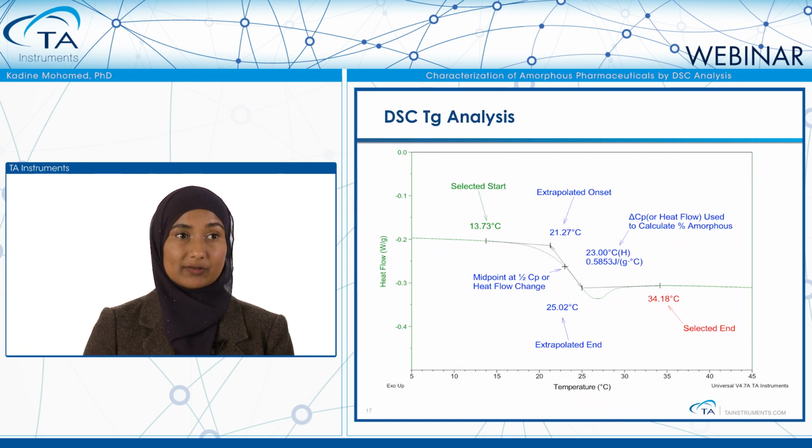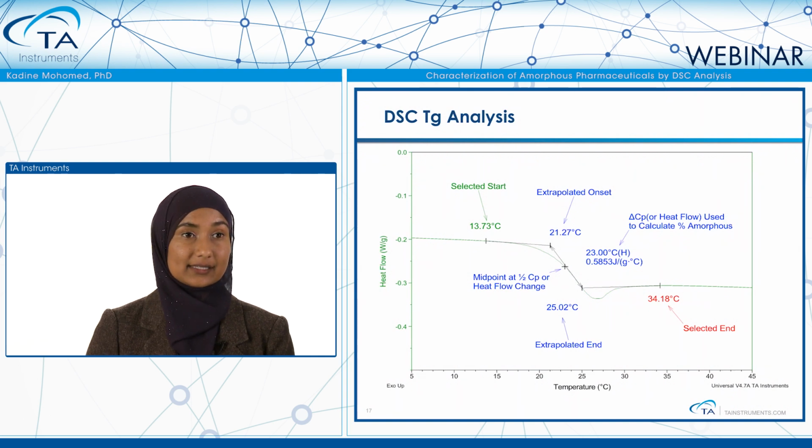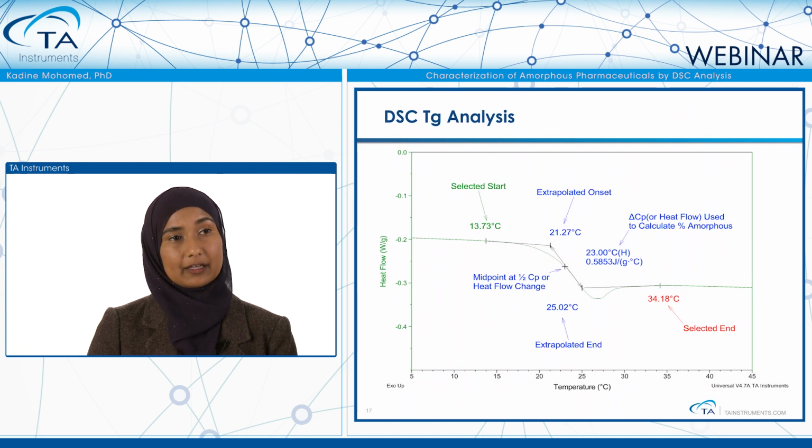With the glass transition analysis, in addition to getting temperature values for your analysis, we can also define the delta CP, or the change in heat capacity of that glass transition step change. And this is a very useful parameter because it can allow us to quantify the amorphous content in certain compositions. And let's look at that.